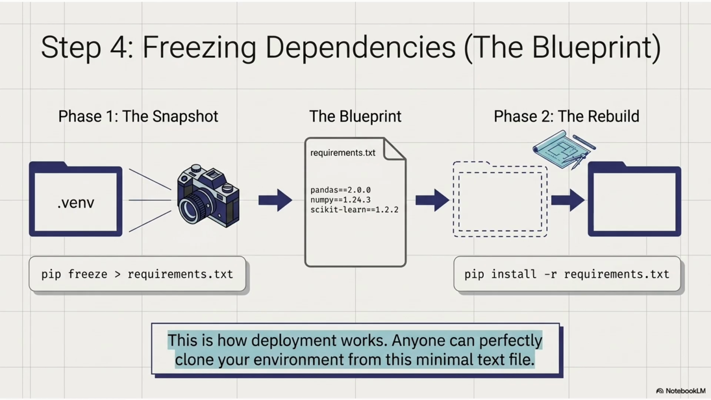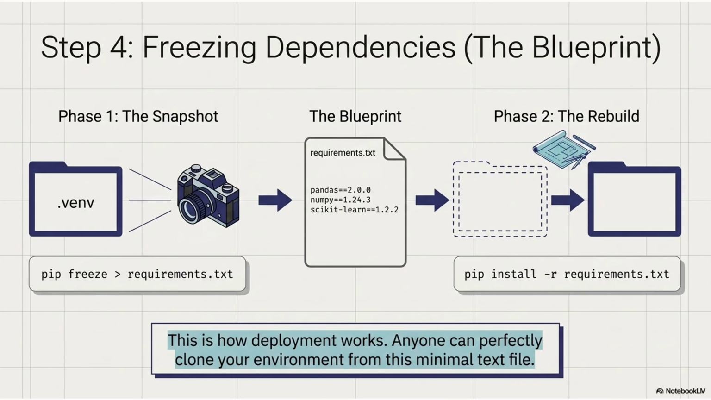This slide introduces the requirements.txt file. This is the blueprint that makes your environment reproducible. The workflow has 3 phases. Phase 1, the snapshot. Pip freeze with an arrow marker of requirements.txt captures every package and its exact version from your active virtual environment into a text file.